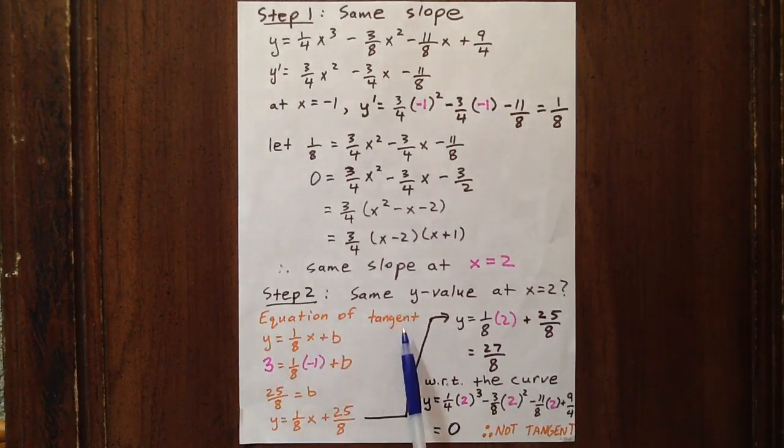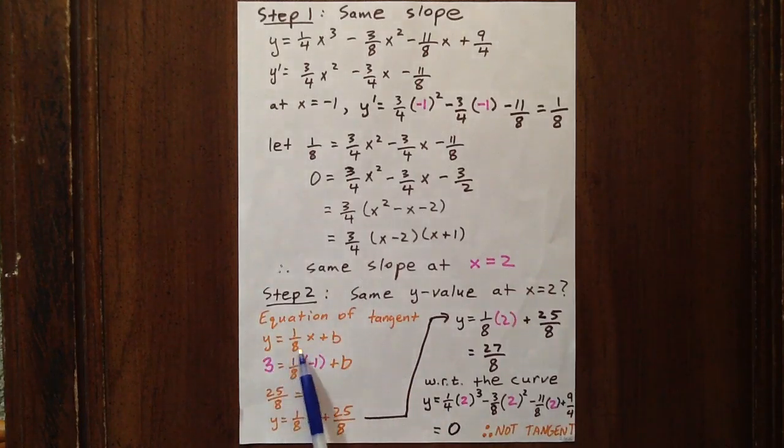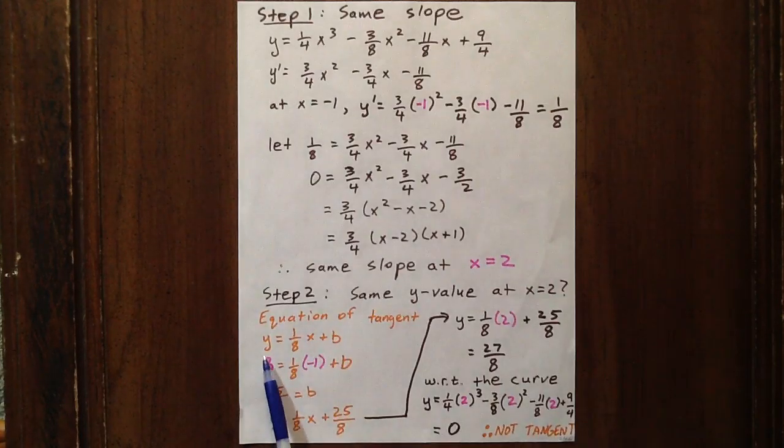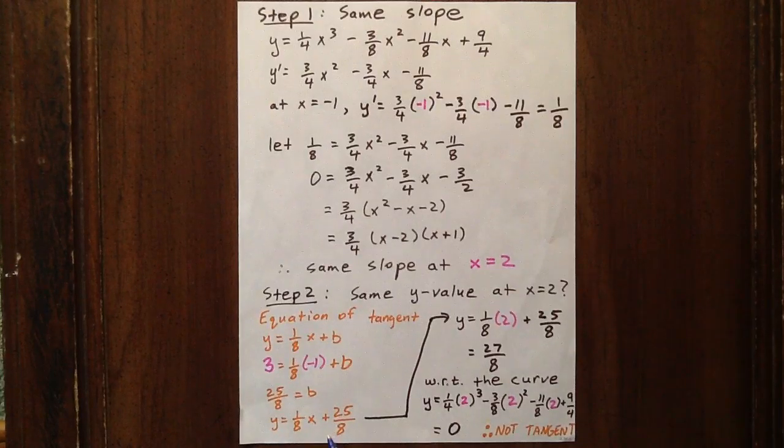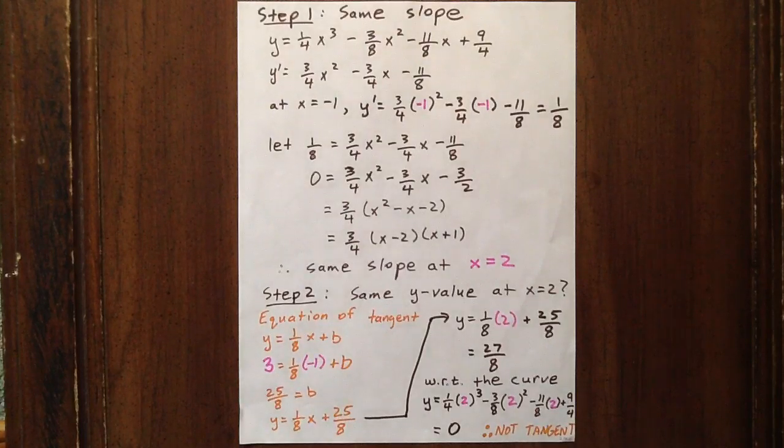So the equation of the tangent line is y equals 1/8 x plus b. Subbing in a y value of 3 and an x value of -1 gives us a b value of 25/8. So the equation of the tangent line at the point where x equals -1 is y equals 1/8 x plus 25/8. Well, let's see if an x value of 2 gives the same y value on this line as it does on this curve. If so, we have a common tangent line.